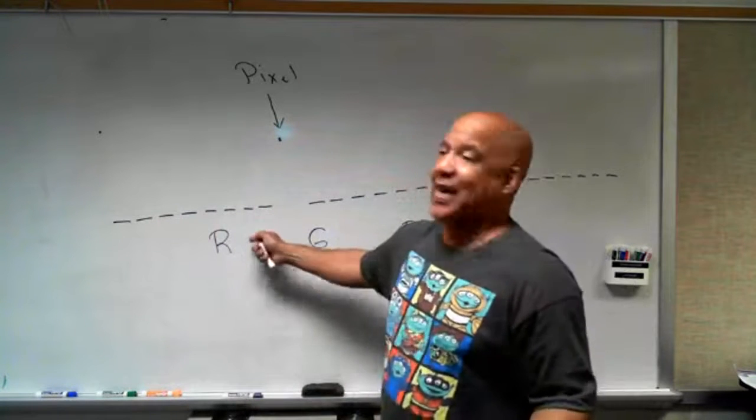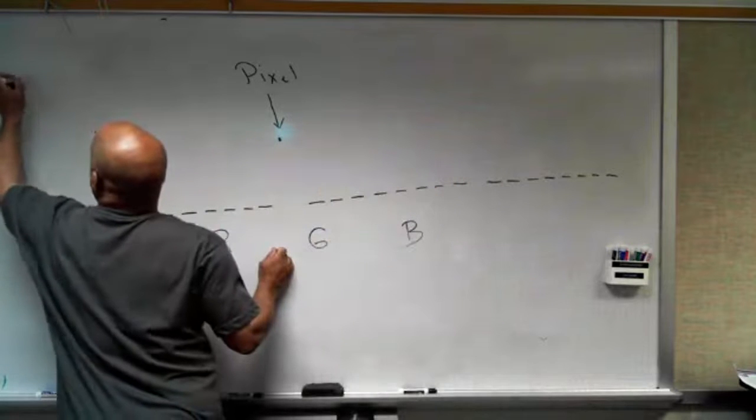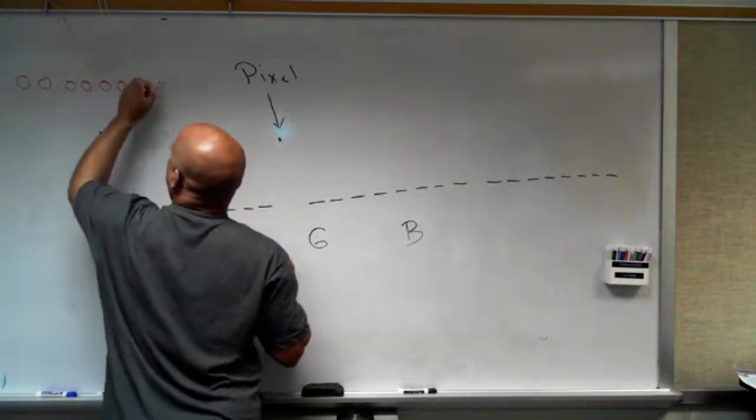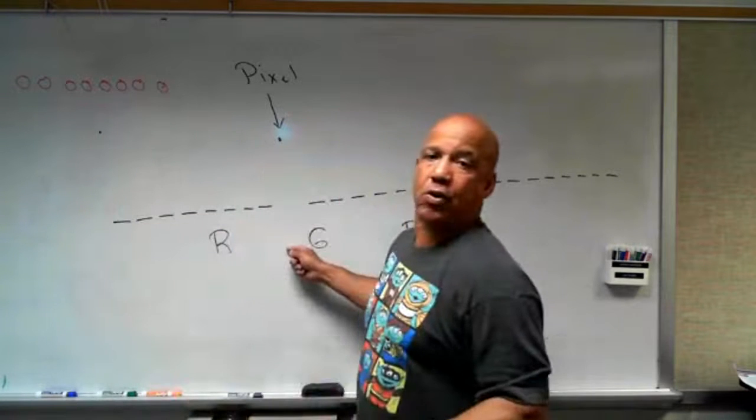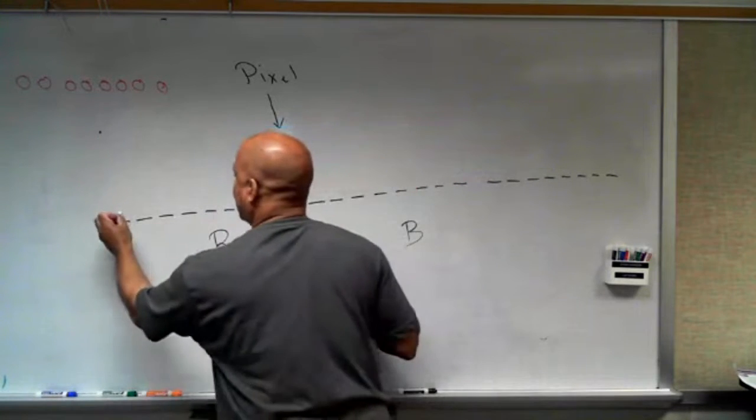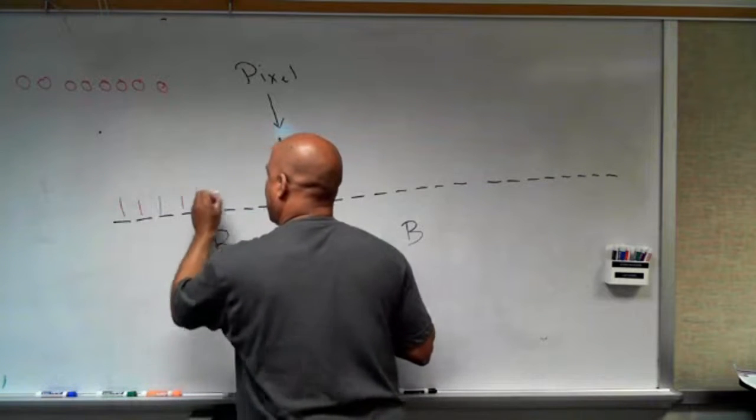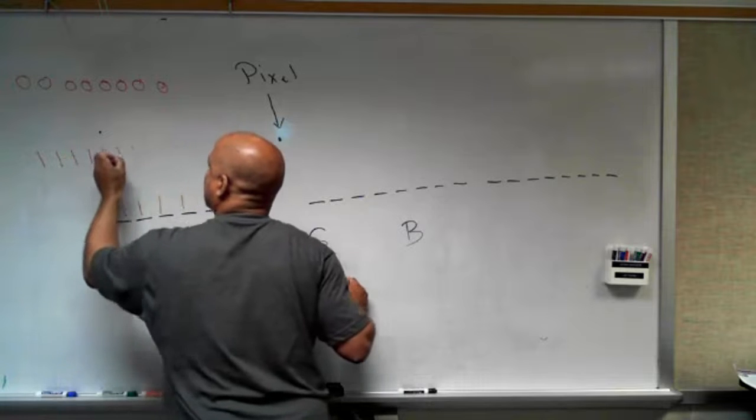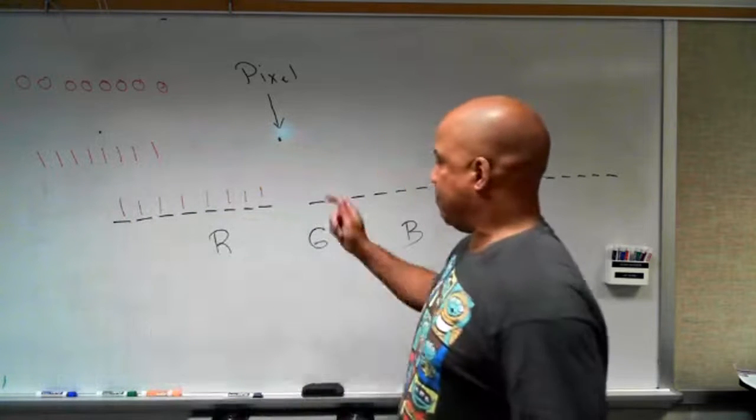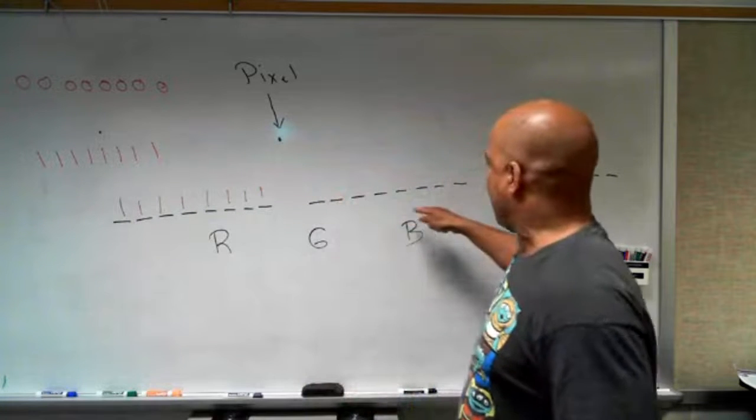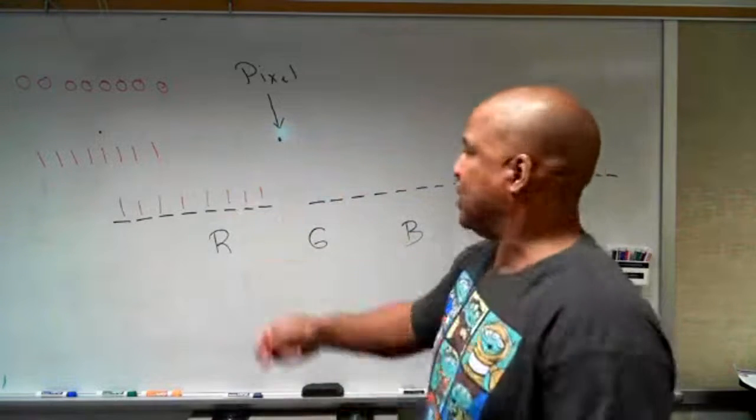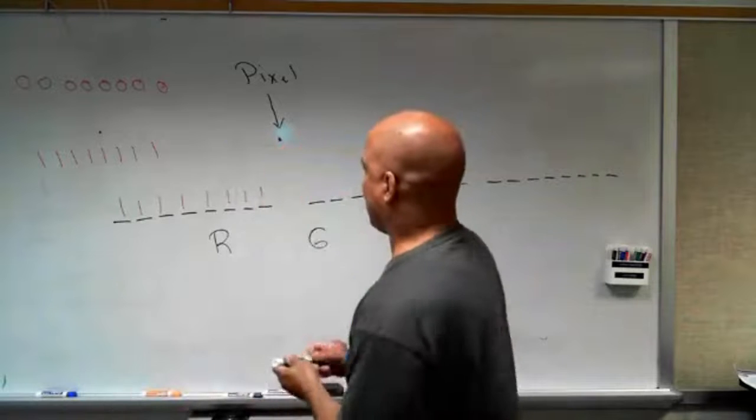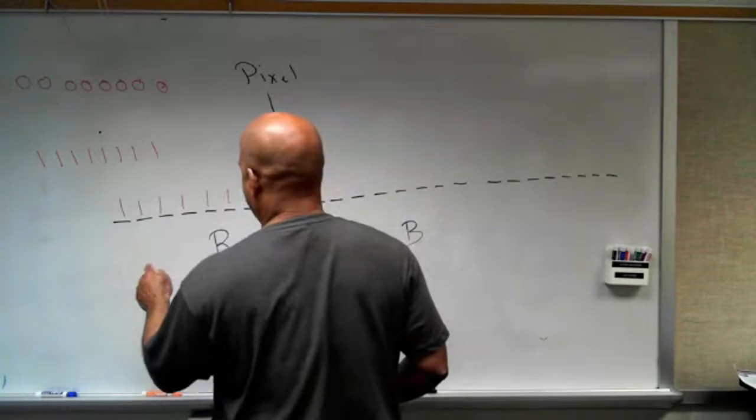The smallest amount of red I can have is this. 1, 2, 3, 4, 5, 6, 7, 8. So these can all be zeros, or these can all be ones. I can have a 1, 1, 1, 1, 1, 1, 1, 1. That's the greatest amount of red I can have. And I can do the same for the green and the blue. But we don't want to look at all these zeros and ones. What we really want to do is think about it in hex. So we can convert this to hex.